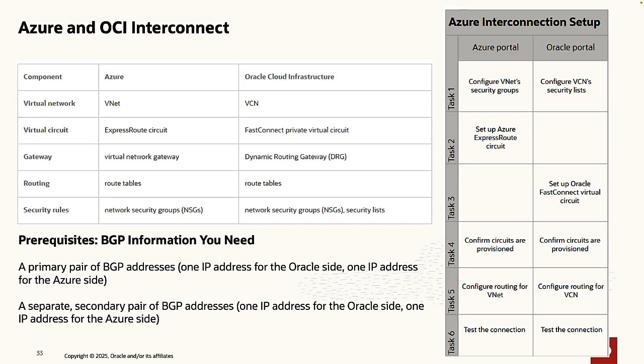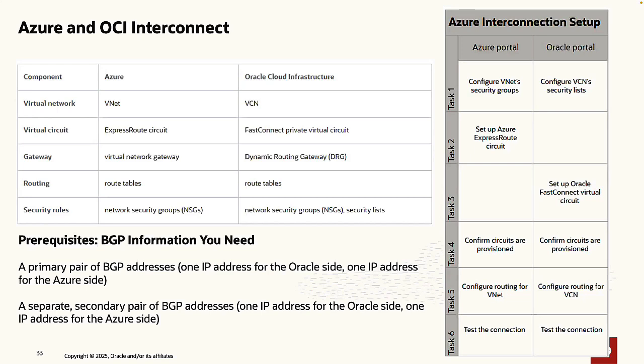So before going through the live demo, I'll just walk through why we need the Azure portal, what we need to set up, and then what we need to set up on the OCI side. So first we need to configure the VNet and the security groups. Make sure what needs to be allowed. If you'd like to test ICMP, allow ICMP in the network security group.